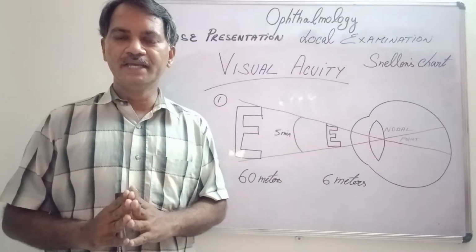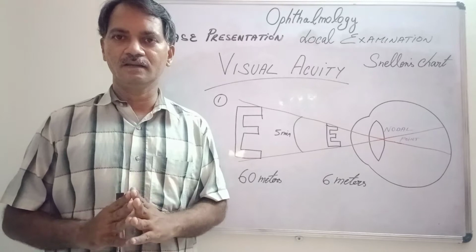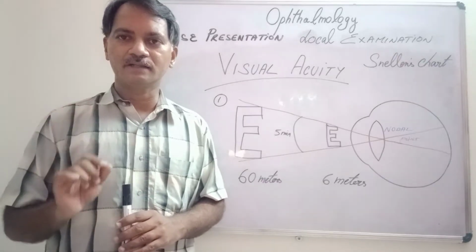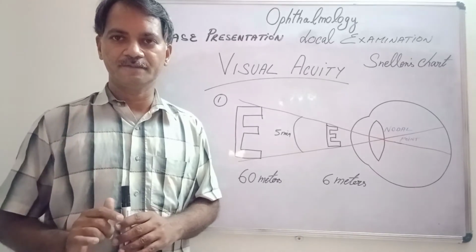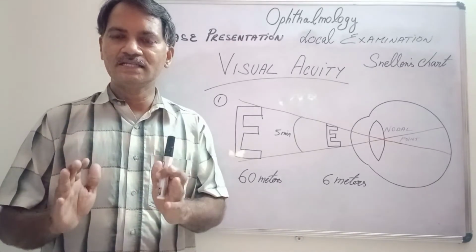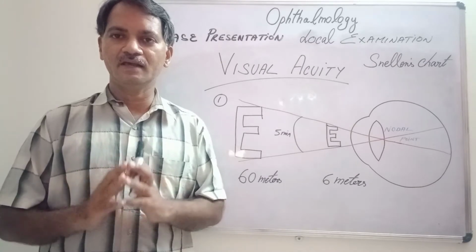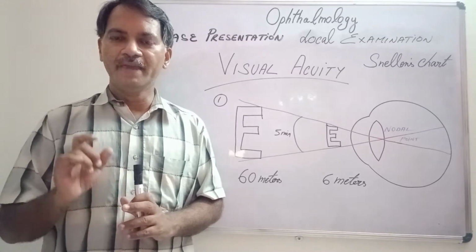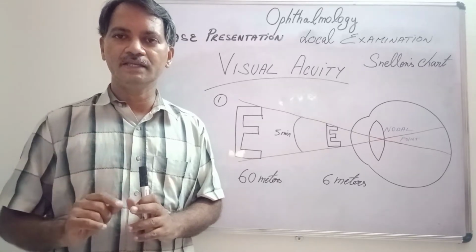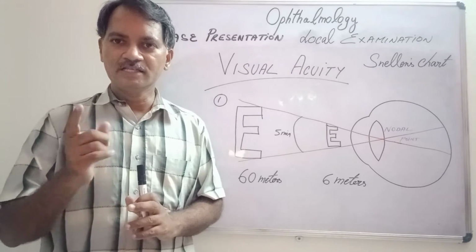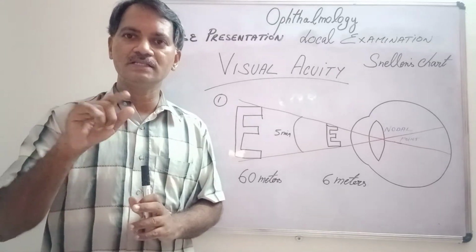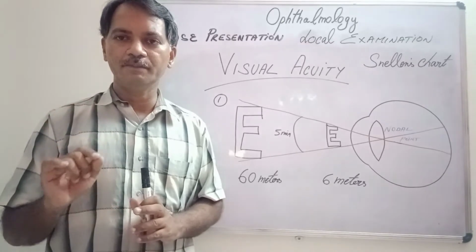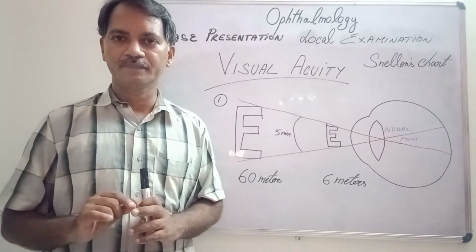For any object to be clearly seen, it has to make an angle of 1 minute at the nodal point of the eye. The Snellen's chart is designed in such a way that each of the letters in the Snellen's chart makes an angle of 5 minutes at the nodal point of the eye. Each of the lines forming each letter in the Snellen's chart will subtend an angle of 1 minute at the nodal point of the eye.